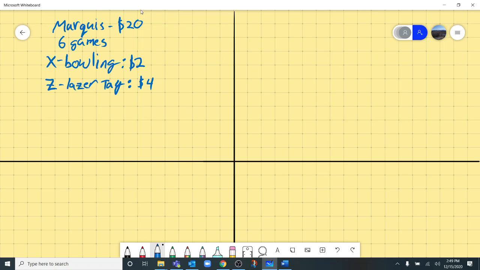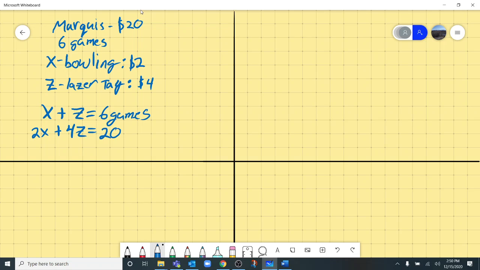So what we know is he wants to play 6 total games, right? The number of bowling games is X. The number of laser tag games is Z. And so if we add them together, we want to get 6 games. And then $2 every time Marquis bowls, plus $4 every time he plays laser tag, and he has $20 that he wants to spend on games.